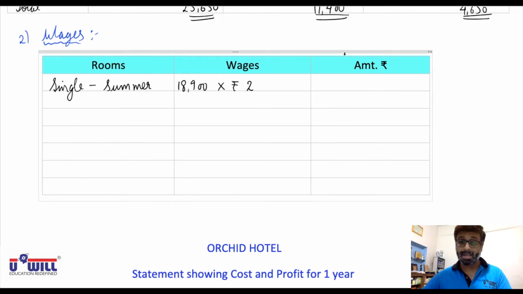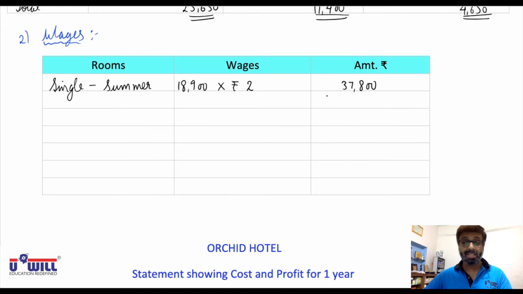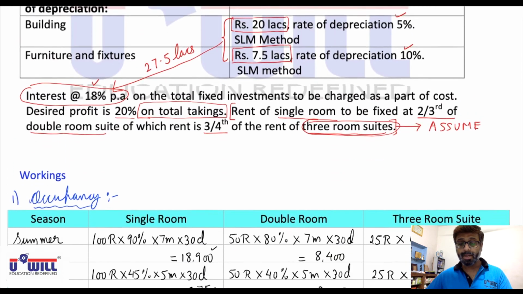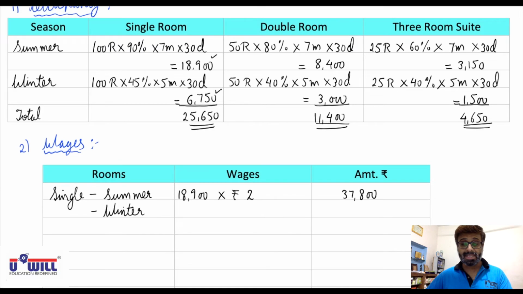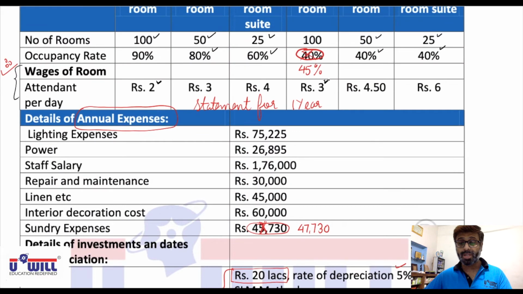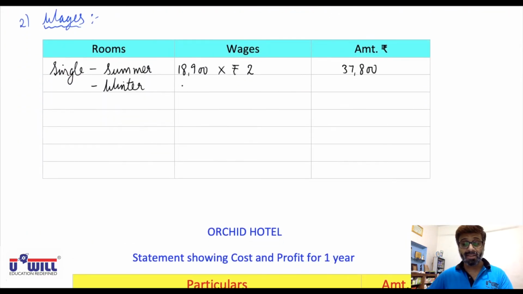So 18,900 double, 37,800 would be the wages for single rooms in summer. And in winter, 6,750 rooms and the rate goes to 3 rupees. So 6,750 rooms into 3 rupees is the wages for every day. So that comes to 6 3s are 18, 20,250. Okay, 6,750 into 3.